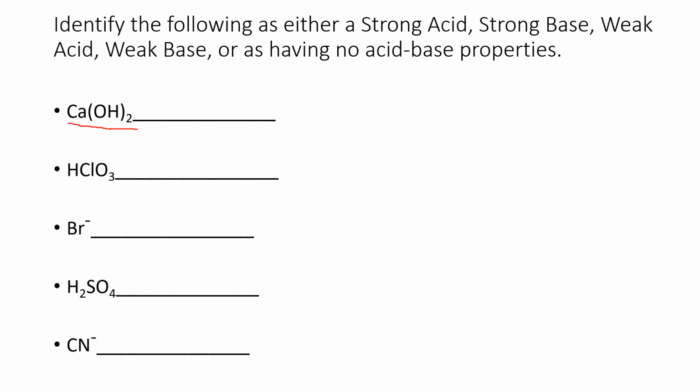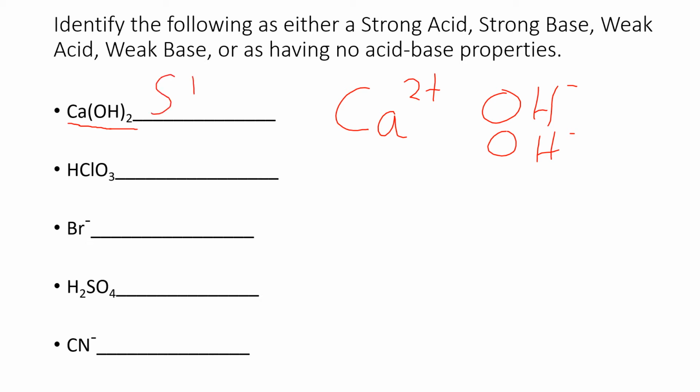So we're already thinking it's going to be a base. Is this an ionic hydroxide that's going to completely break up into ions? Absolutely. We think about what makes up calcium hydroxide. We're going to have calcium 2+ ions along with a couple of hydroxide ions. So right away we can identify this one as a strong base. SB for strong base. Calcium hydroxide is going to be a strong base.